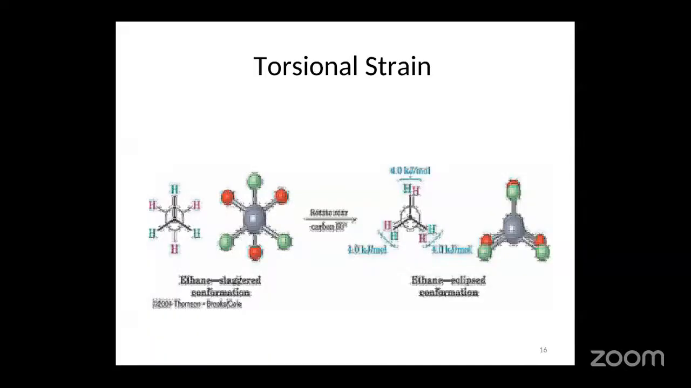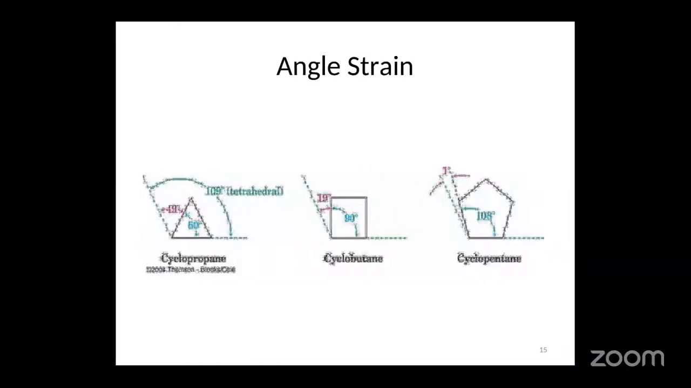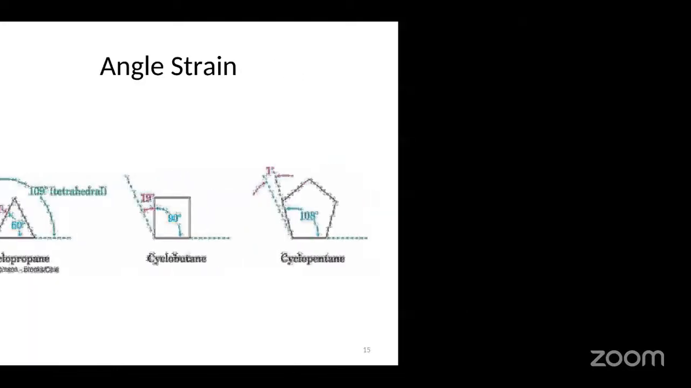Yes. Thank you. Now, this is what Bayer's hypothesis of angle strain is talking about. Look at cyclopropane. Deviation is higher. And look at cyclobutane, it is lower. Now look at cyclopentane, it is 108. So cyclopentane is more stable.